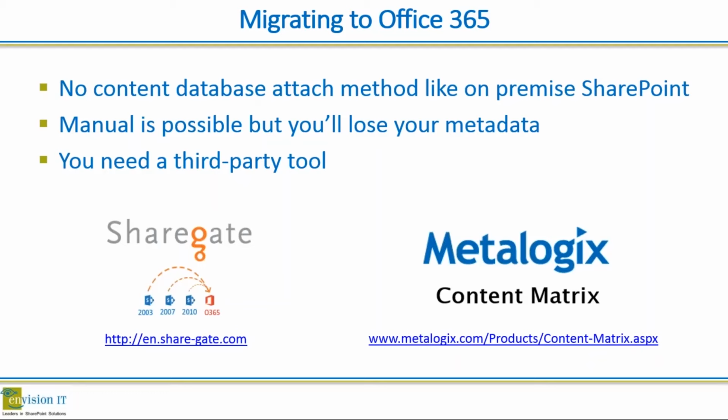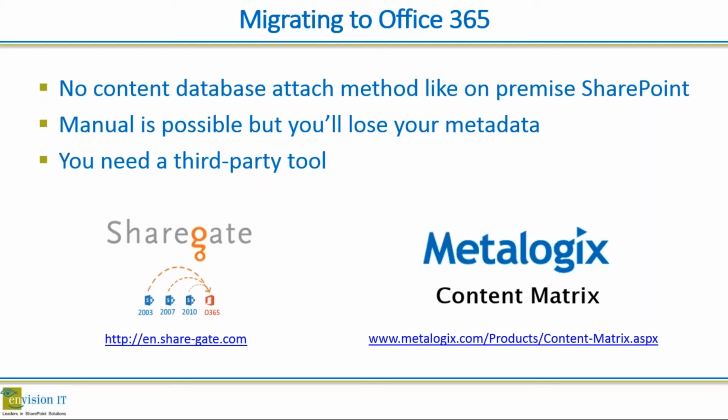There's two main tools that we've used. ShareGate, and I've got the web link there, is a Montreal-based company, and Metalogic's Content Matrix is a US-based company. Both provide rich tools for doing migrations into Office 365. The models are a little different between them. ShareGate's model is not just from a migration point of view, but from an ongoing management of your content perspective. They sell their product on a per-user basis. You can migrate as much content as you want through that user account.